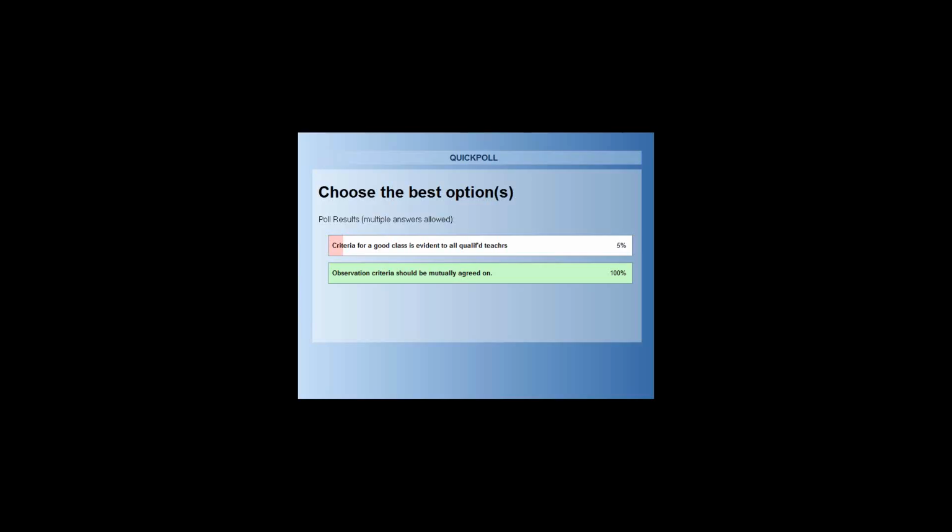Okay, sharing results. Wow. Very good. 100%. That's interesting. Can I throw in a point that I made earlier here? I'm very happy that that's people's response. I think that, yes, they should be mutually agreed on.